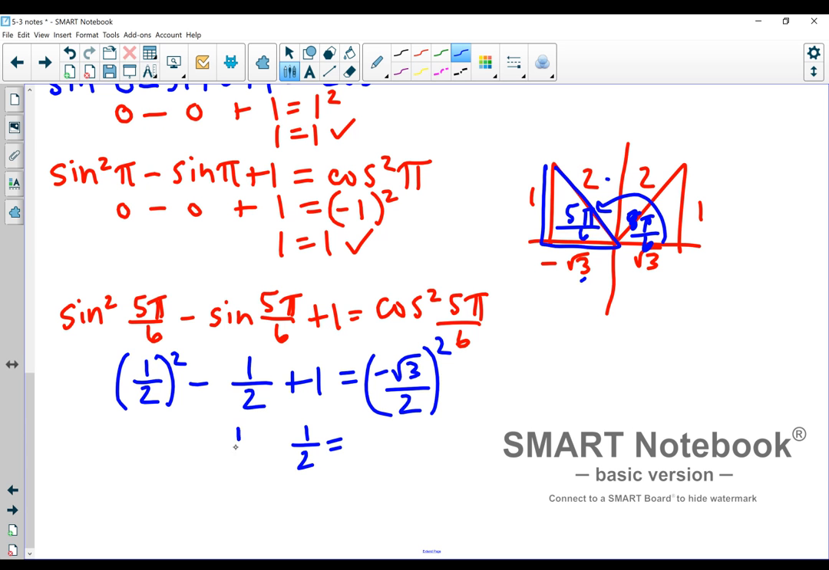1/2 squared is 1/4. 1 times 1 is 1, 2 times 2 is 4. On the other side, square root and square cancel. I just have 3, and now it's positive. And my denominator, 2 squared, is 4. So this one's going to check.